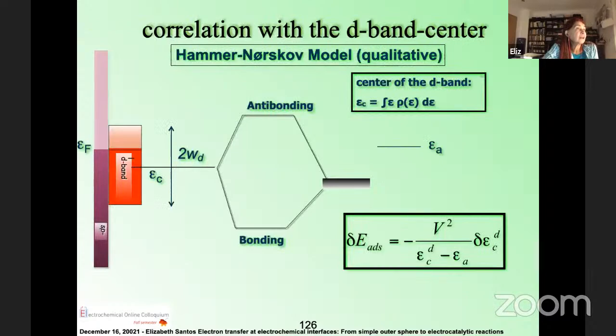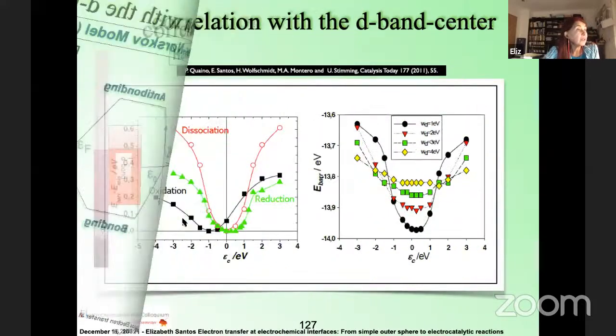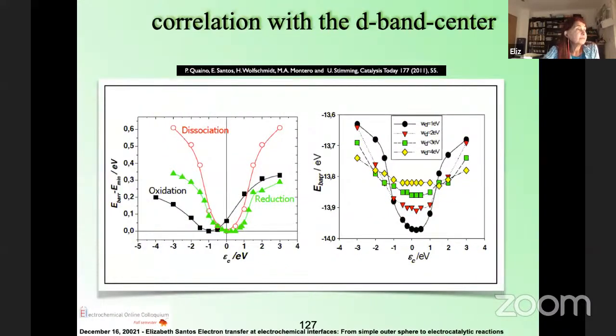Another correlation that was very popular is about the D-band center. If a catalyst has a D-band near the Fermi level, it should be a very good catalyst. That's the message. That is in part true, because when a reactant comes near the surface and near the Fermi level, then the reaction becomes most favorable.